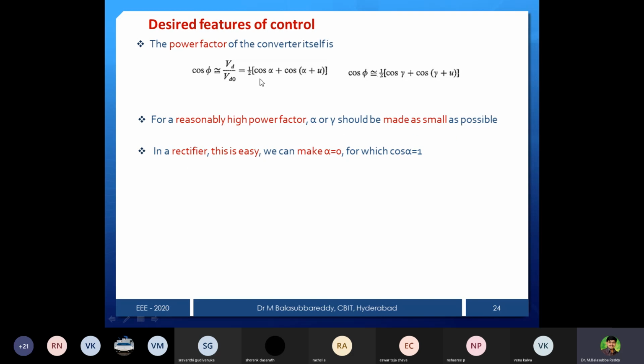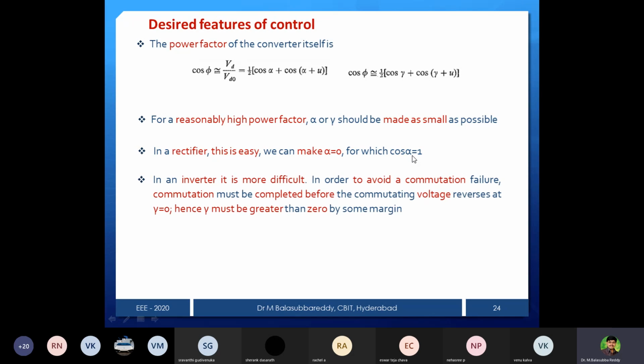But on the rectifier station, alpha is equal to 0, cos 0 is equal to 1, so the power factor is equal to 1. So cos alpha equal to 1 you can make, but in the inverter it is more difficult. In the inverter, gamma variation is more difficult because it is not a direct variation. In order to avoid commutation failure, as I told, the voltage must be kept at some minimum level to turn on the devices, otherwise commutation failure will take place.